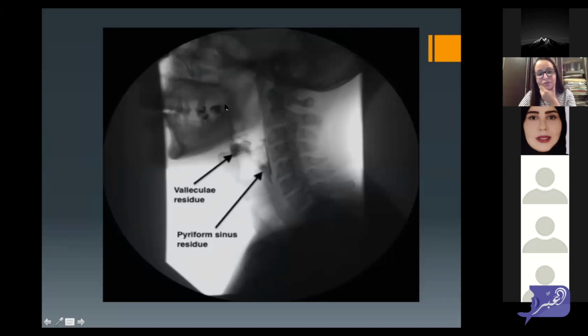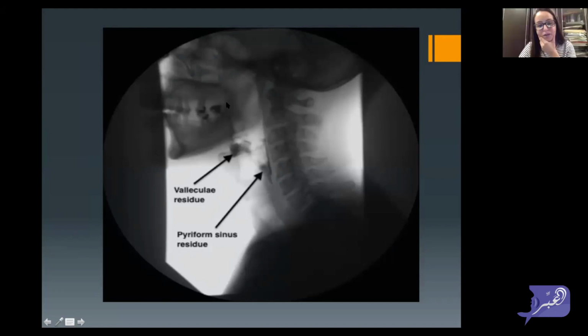And the food is sort of dripping all the way to the back of the tongue, but it's collecting here, and this is the valleculae, which is at the top of the epiglottis, sorry, and then at the piriform sinus, just below, near the cricoid cartilage. This is not supposed to be there. This is supposed to be cleared through with 1 or 2 swallows maximum. Okay, so you don't want to see that in an image.